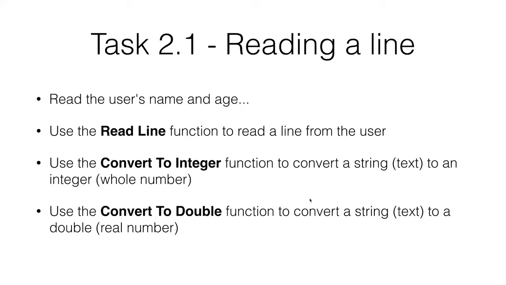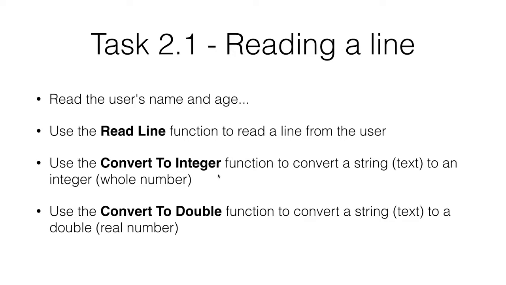All right, what we're going to do now is have a look at task 2.1 again. We can read in the user's name. We can use readline to do that, and we've got a few other functions that we can use. So readline is a function in SplashKit. When you call it, it reads a value from the user and returns it as a string.